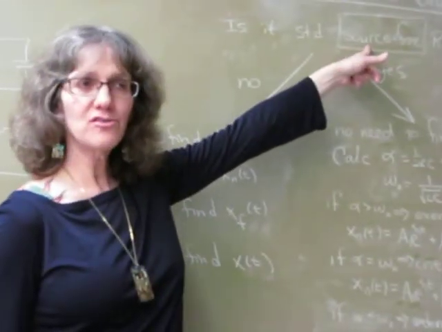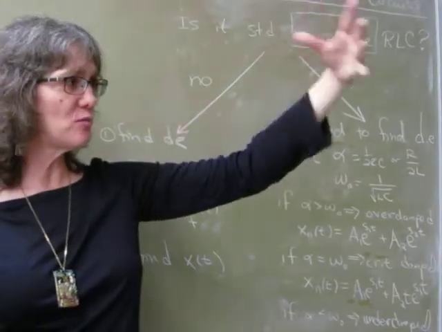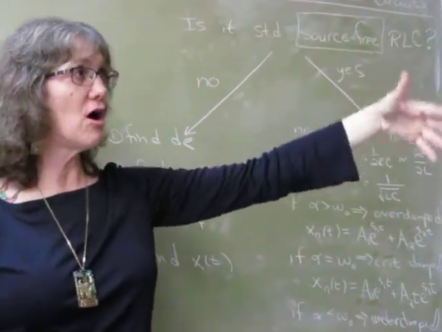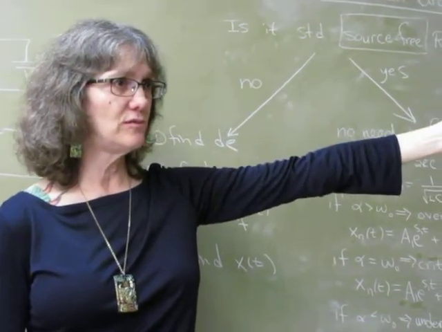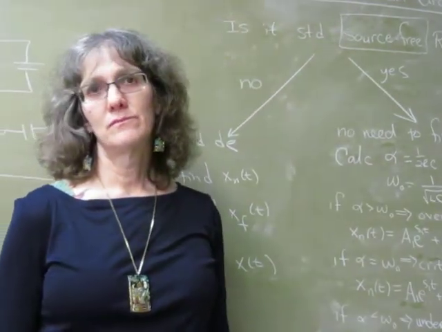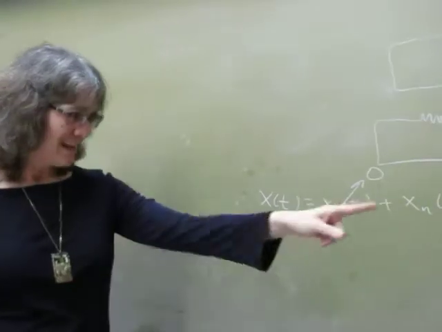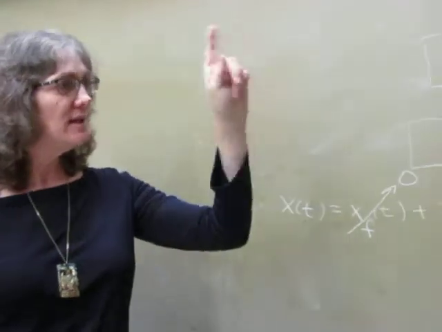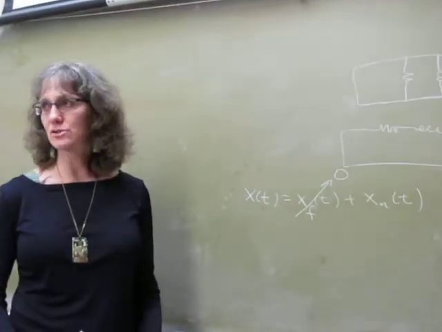Source-free. It's a source-free circuit. The forced part is what's going to happen after a long period of time has passed. At t equals infinity, source-free, it's going to be 0. The forced part of the circuit is going to be 0, so the forced part is basically dropping out. And so that natural solution is the complete solution for the source-free RLC circuit.